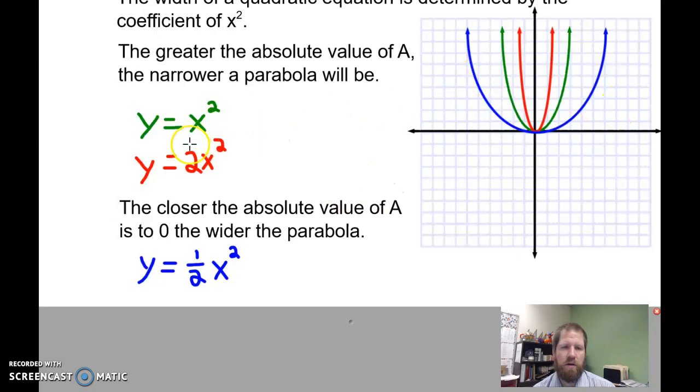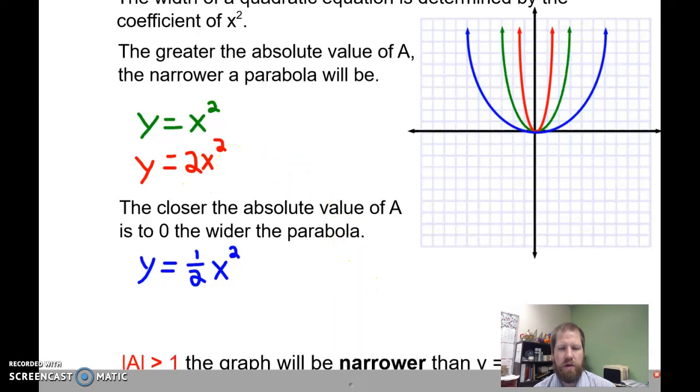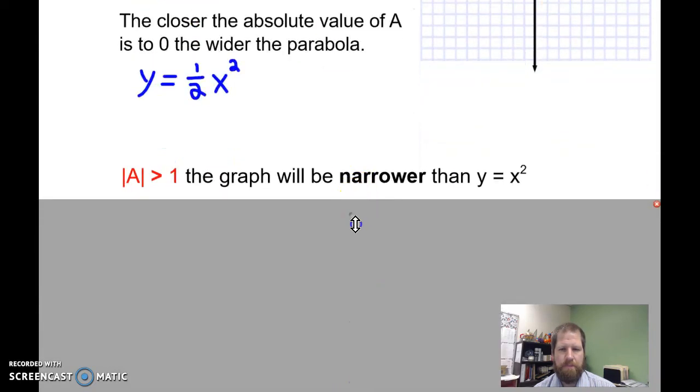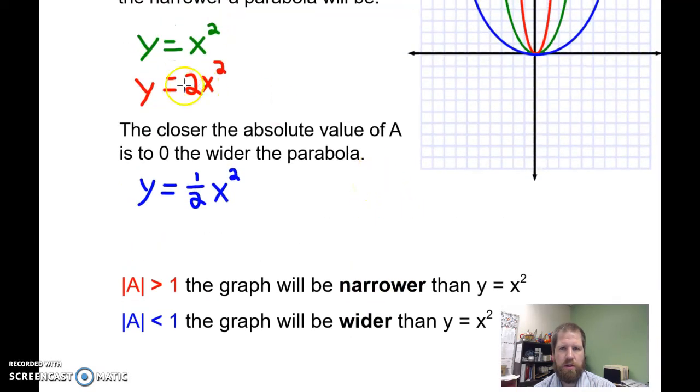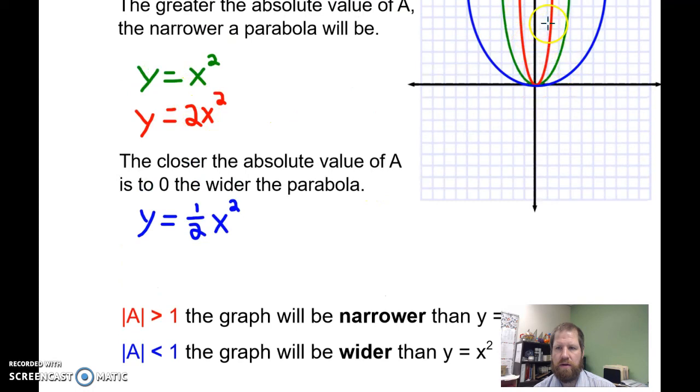When you are looking at these, you can think about the distance from 1. The greater the distance you have away from 1 when the absolute value is larger than 1, the narrower your graph is going to be. 2x squared was this narrow. If I had 5x squared, it'd be even narrower. If I had 1,000,000 x squared, it'd be super narrow.